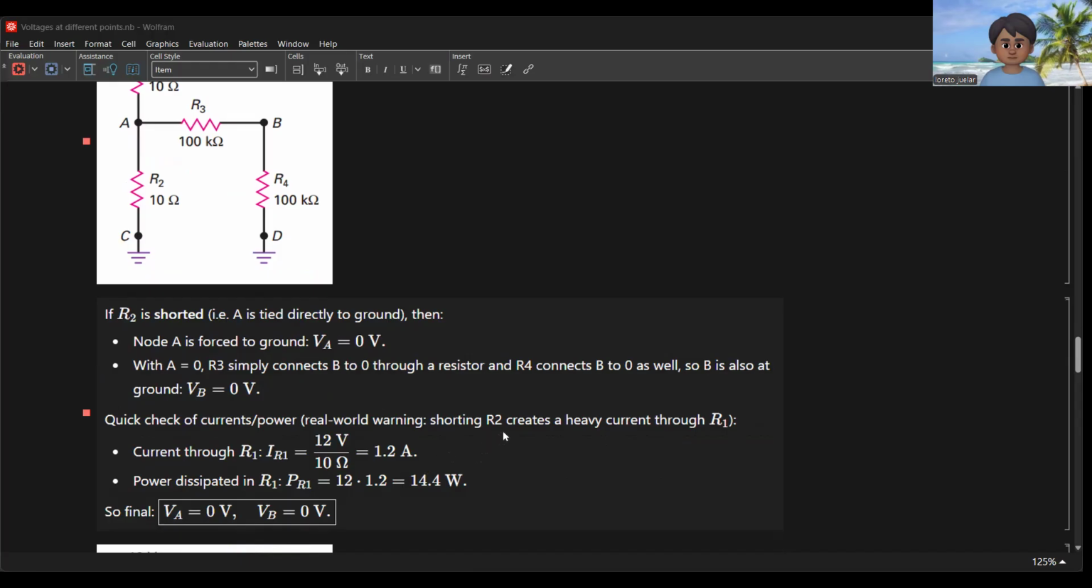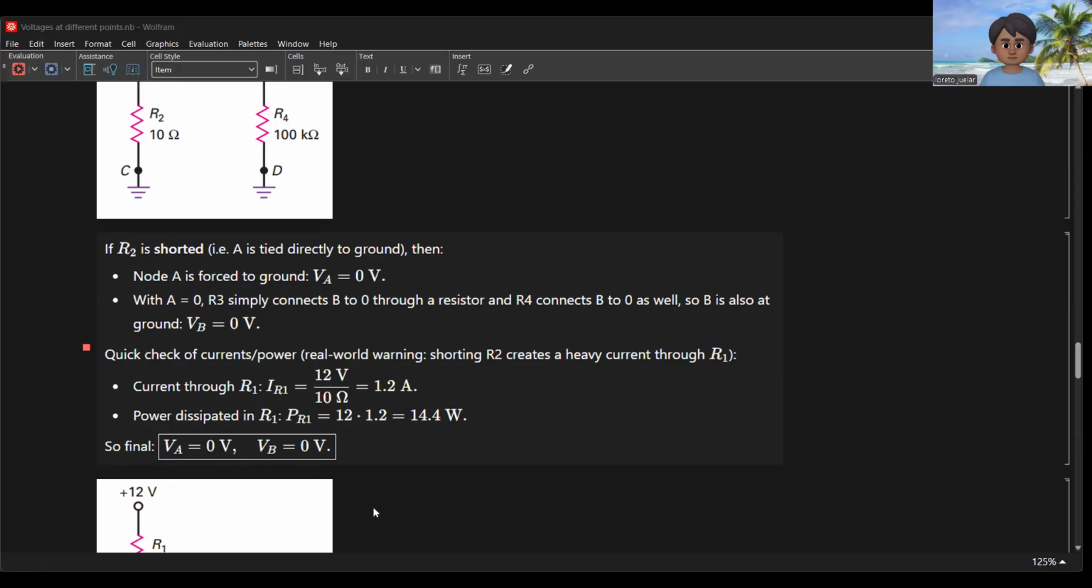Shorting R2 creates a heavy current through R1. So current through R1 is 1.2 ampere. Power dissipated in R1 is 12 times 1.2. So this is 1.4 watts. So the voltage at point A equal to 0, and the voltage at point B is equal to 0.